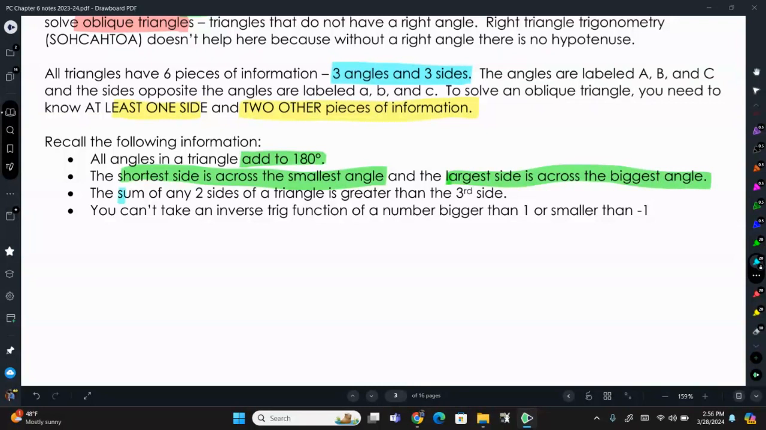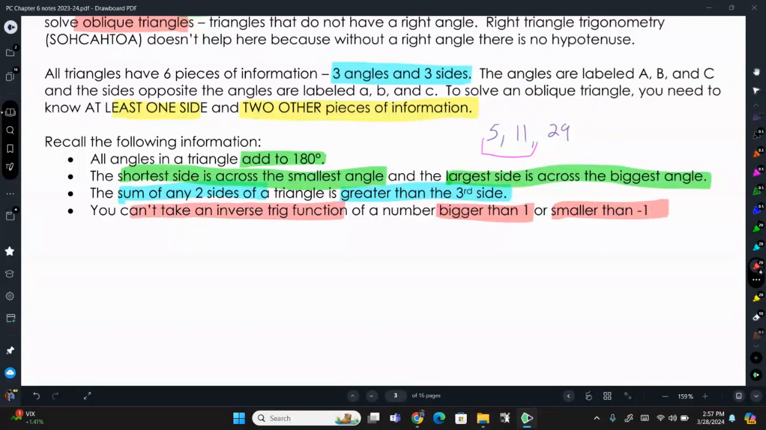And that the sum of any two sides must be greater than the third side. So we can't have 5, 11, and 29. We can't have a triangle with those lengths because these two sides don't add up to a number greater than 29. And then the last part of information, and we talked about this when we were doing trig stuff, that you can't take the inverse trig function of a number bigger than 1 or smaller than -1. That just means that the angle doesn't exist or the triangle doesn't exist.